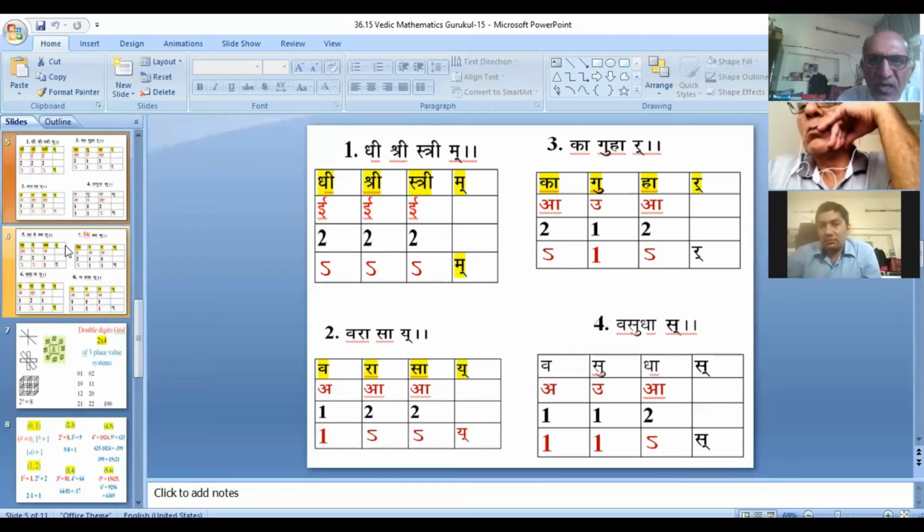So it is a long syllable. So it is the long syllable which will take us to the symbol as is mentioned in the fourth row. Therefore, this text, Dhi, Shri, Istri, and Ma, is an applied value of the mathematical formatting of the scripture.